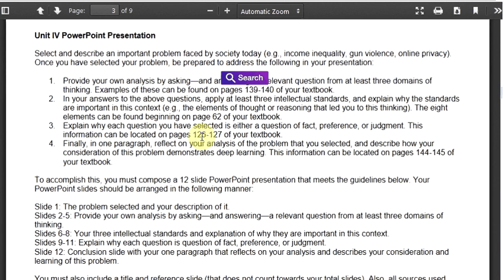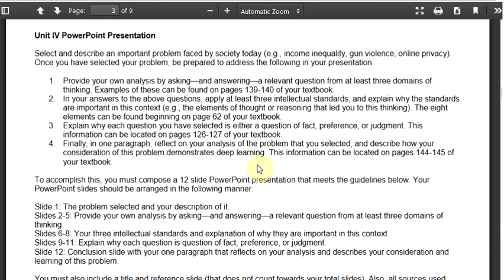And then another part that's important here is that you apply the elements and or standards. So I'll leave this pretty open-ended in terms of the elements and standards. Remember, there's a difference between the elements and standards, but you could apply both. The elements are found on page 62. And then remember, the standards are in Chapter 5. So the elements are Chapter 4 and the standards are Chapter 5. Make sure that you've engaged those when you're answering this prompt about an important problem that society faces today.